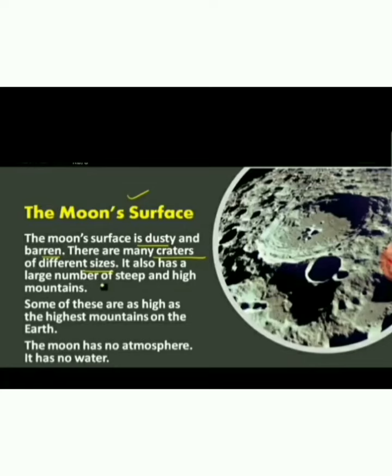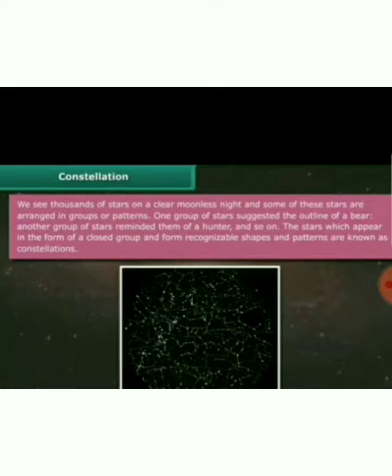The moon's surface is dusty and barren. There are many craters of different sizes. Can you see them? That is known as craters. It also has a large number of steep and high mountains. Some of these are as high as the highest mountain on the Earth. The moon has no atmosphere. It has no water.